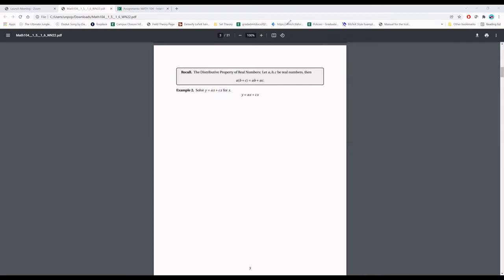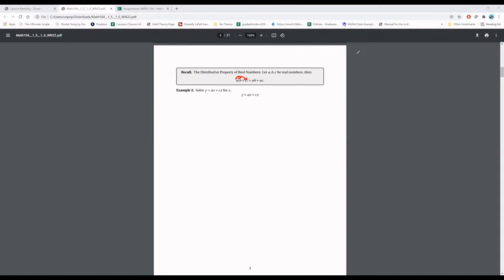You may have noticed my helpful hint up top here. Recall our old friend, the distributive property. Distributive property says if I'm given these real numbers, a, b, and c, then I have that a times the quantity b plus c is the same as a times b plus a times c. In other words, I can distribute this multiplication through the parentheses, take a times b plus a times c. Well, if I can do it in the forward direction, I should be able to do it in the backward direction as well.